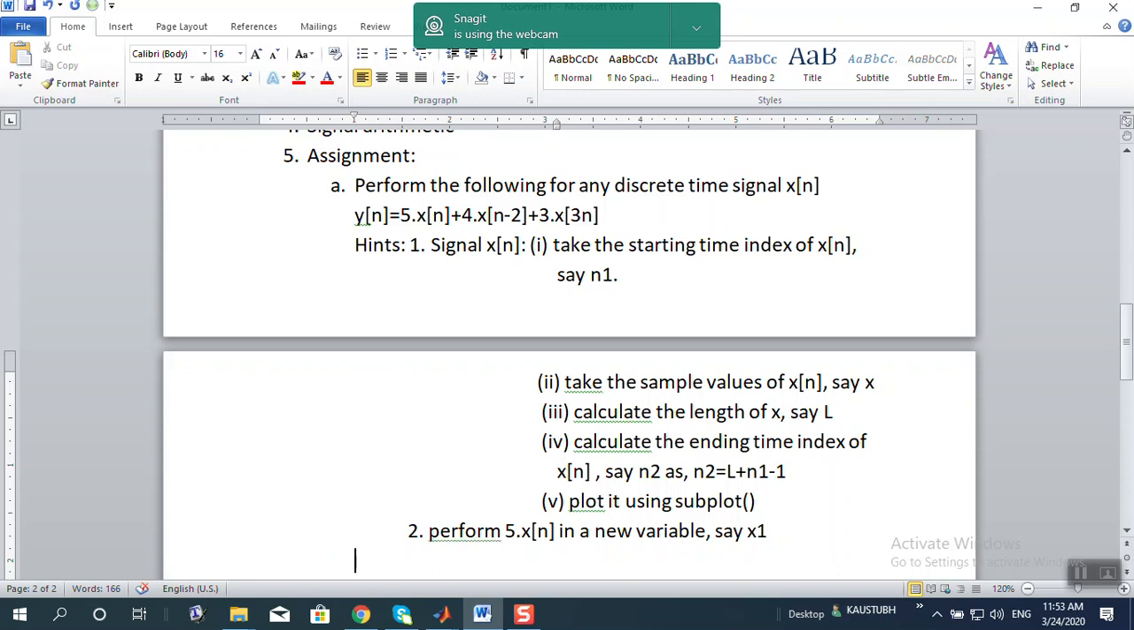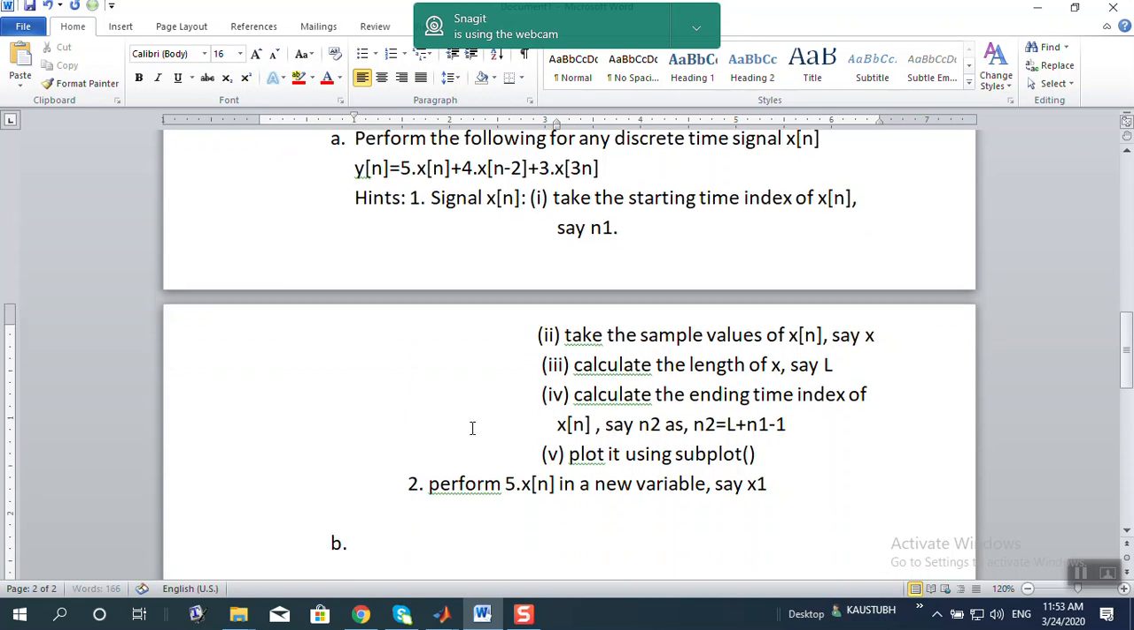Then number 3, perform x of n minus 2, for which we already did the shifting operation, followed by 4 into x of n minus 2 in a new variable, say x2. Okay.